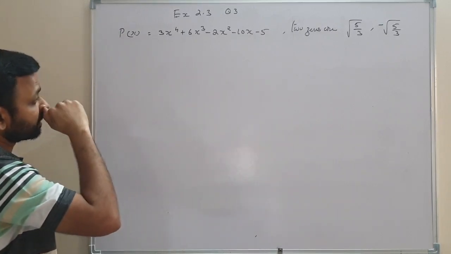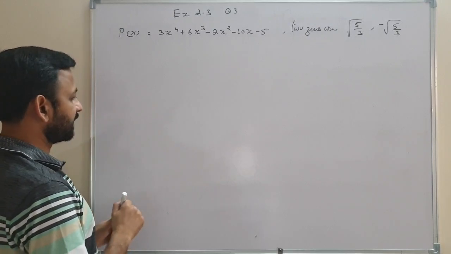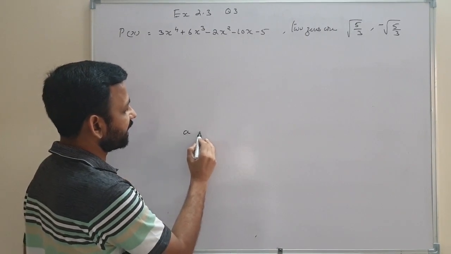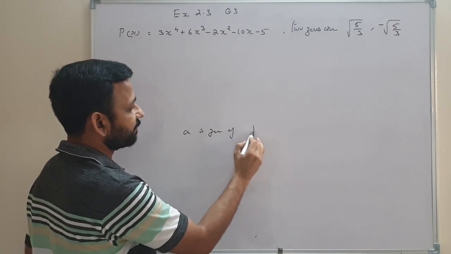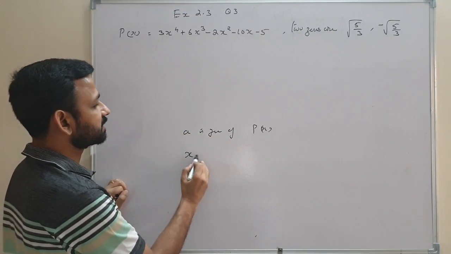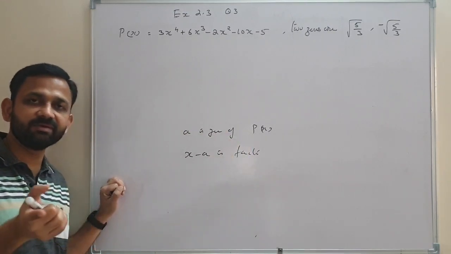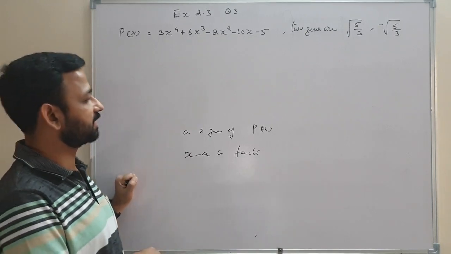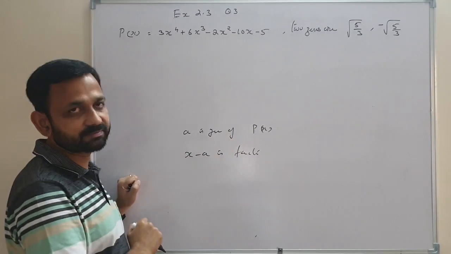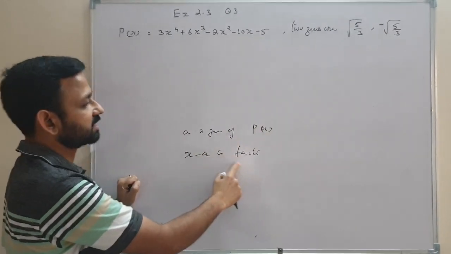Then if zeros are given, we can find a factor. In 9th standard we studied the factor theorem and the remainder theorem. If a is a zero of a polynomial p(x), then x minus a is a factor. If x minus a is a factor, then a is a zero of p(x).